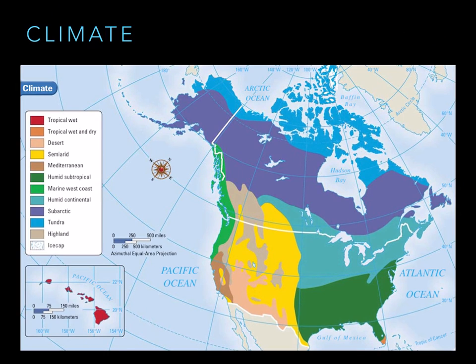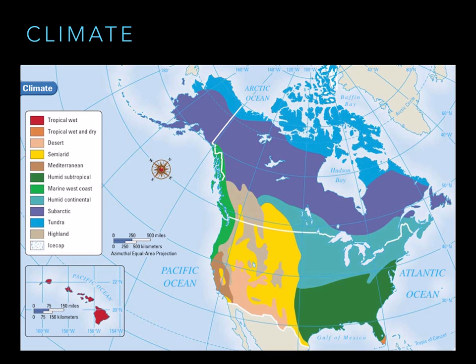Pause the video and look at this climate subregion map and try to identify the different climate subregions and their location in the United States and Canada. Tropical wet, that's in Hawaii. Tropical wet and dry, just a little tip of Florida, on the very southern tip of Florida.